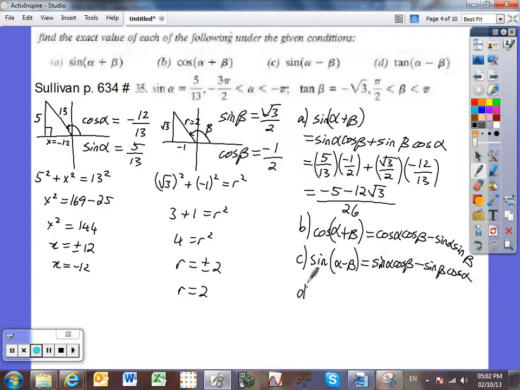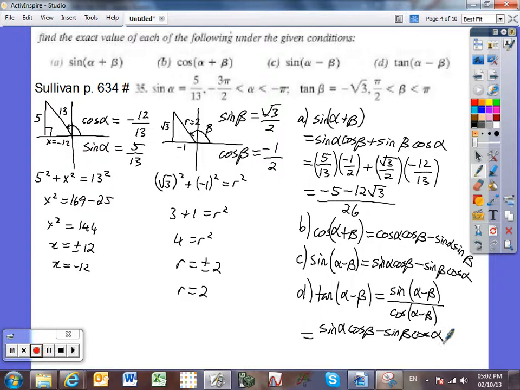And the tangent of alpha minus beta is going to equal the sine of alpha minus beta, which we just found, over the cosine of alpha minus beta. So I suppose we could take it one more step and say, right, well, that's going to be the sine of alpha cosine of beta minus sine of beta cosine alpha, all over cosine alpha cosine beta, opposite sign, sine alpha sine beta. And you can substitute from here in order to solve for the tangent of alpha minus beta. So that's how to do number 35.